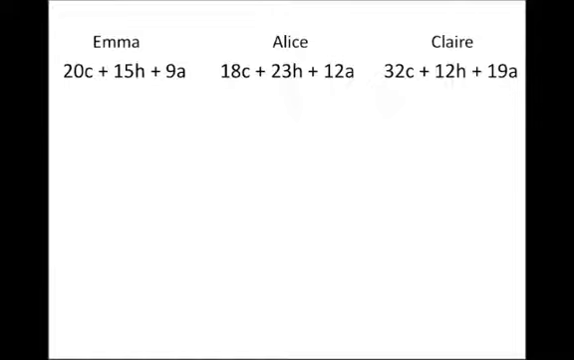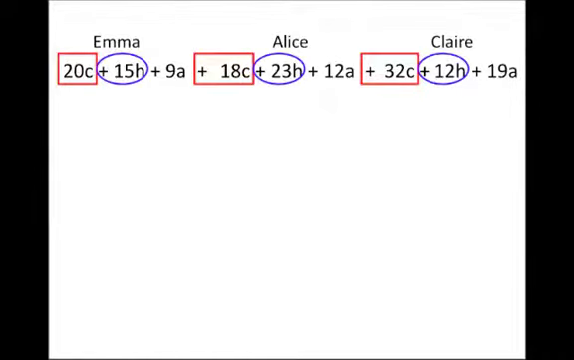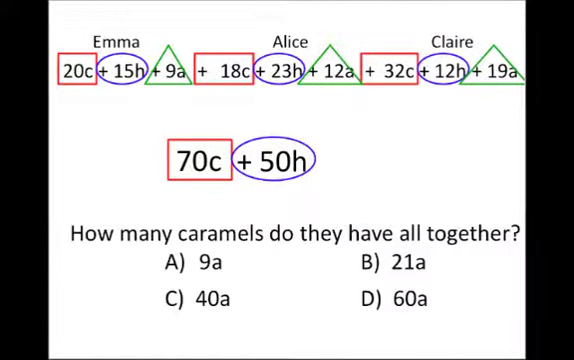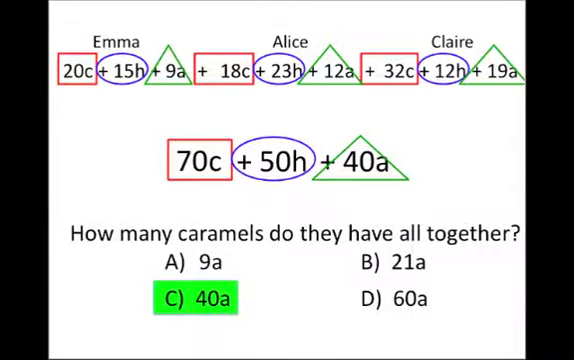We want to add all these together, but we only want to add the same kinds of things. It will be helpful to identify these things we call like terms by drawing the same shape around them. That will help us easily identify chocolates, hard candies, and caramels. Looking only at the red squares, there are a total of 70 chocolates. And looking at the blue ovals, there are a total of 50 hard candies. How many caramels are there? Make your selection when you're ready. There are a total of 40 caramels.